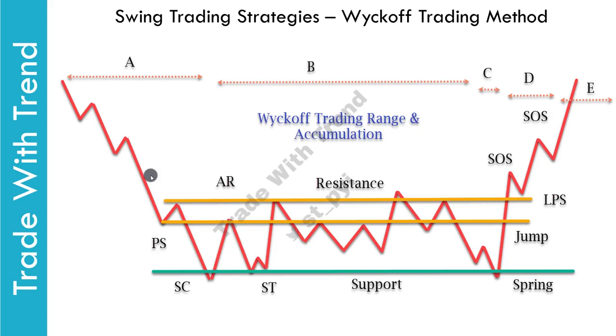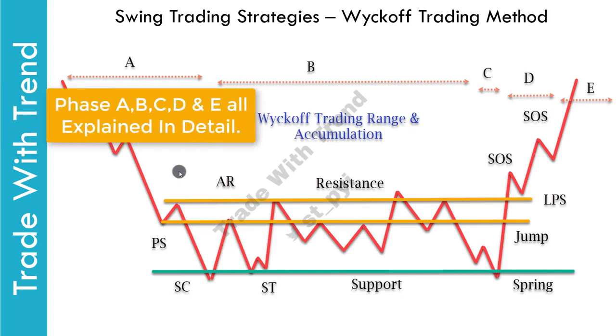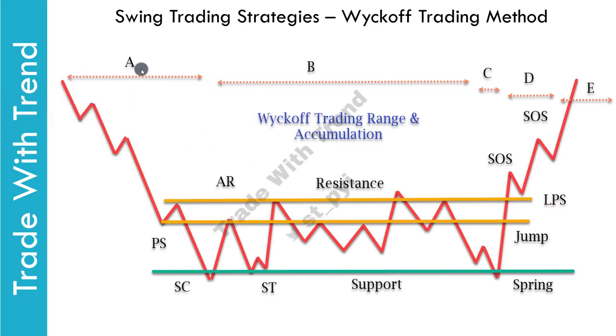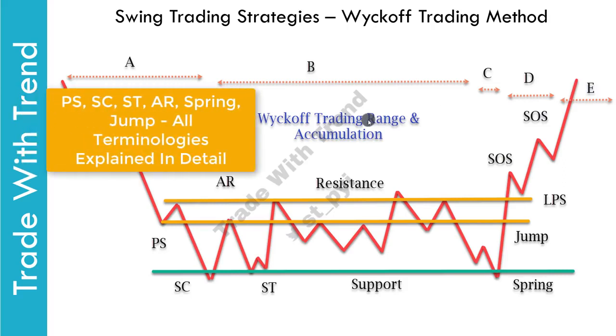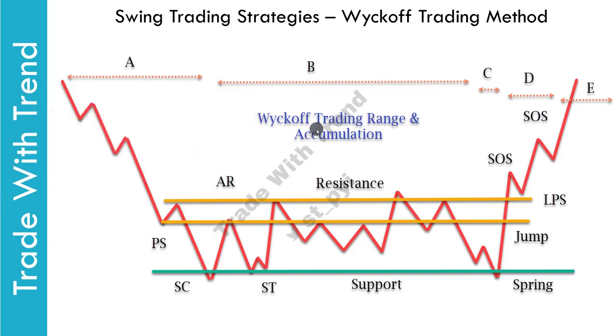So if you look at this Wyckoff trading strategy, you will find that there are 5 distinct phases in a range as categorized by Richard Wyckoff. Those phases are phase A, phase B, phase C, phase D and phase E. Now with these phases, there are terminologies used for various price action scenarios as well. I have included those price action points which are valid for our markets and have explained those in detail.